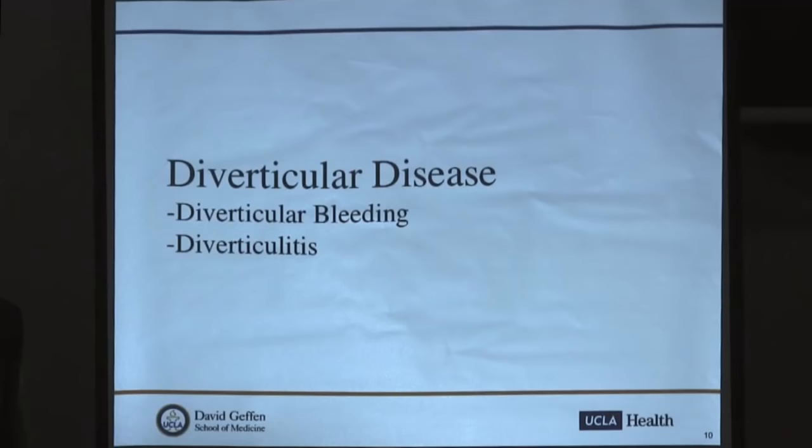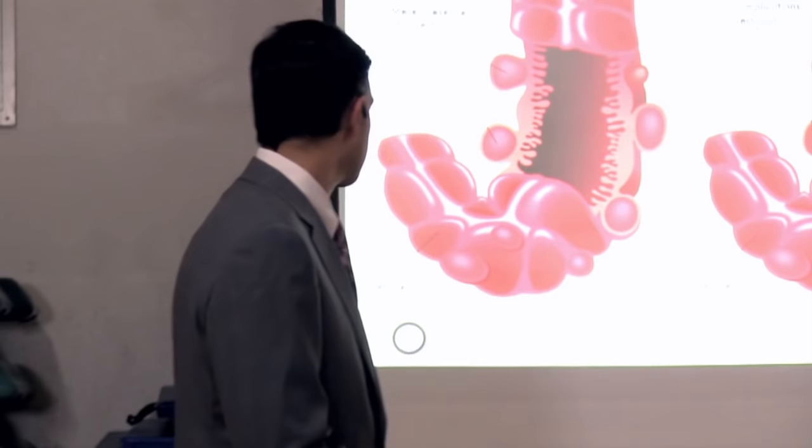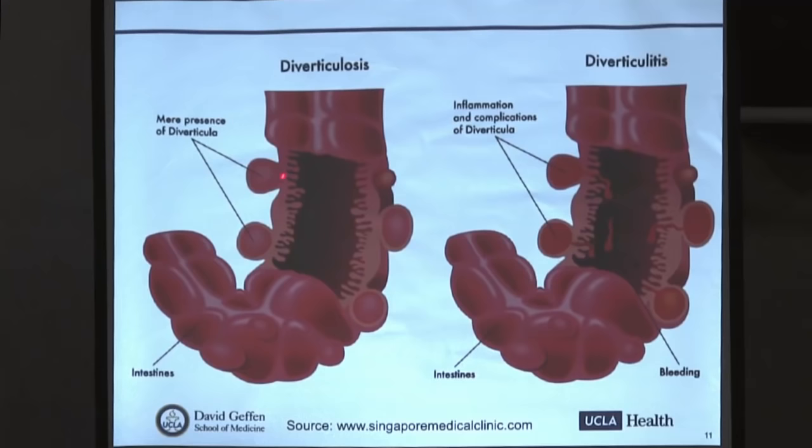So now I was going to talk about diverticular disease, which includes diverticular bleeding and diverticulitis. So here's some pictures showing, this is diverticulosis, where you can see this is a normal colon, and then here are the pockets which form, which are sac-like protrusions that you can see. And then this is diverticulitis, where these pockets get infected, and then the patients can also have diverticular bleeding.